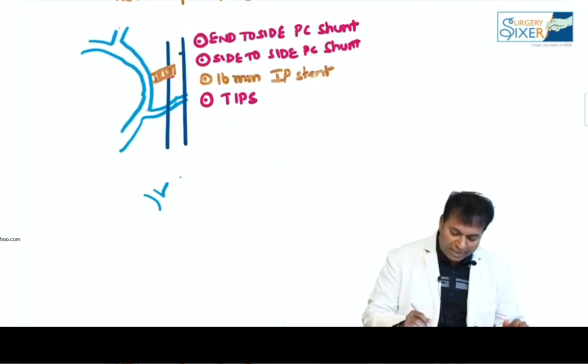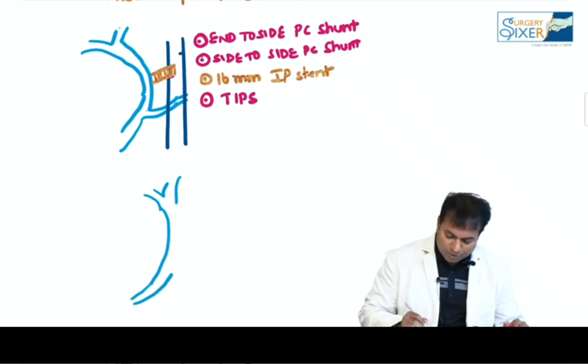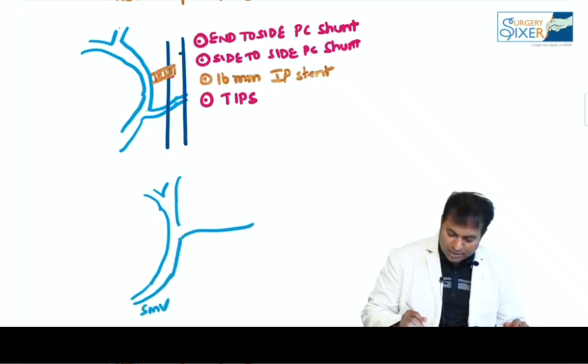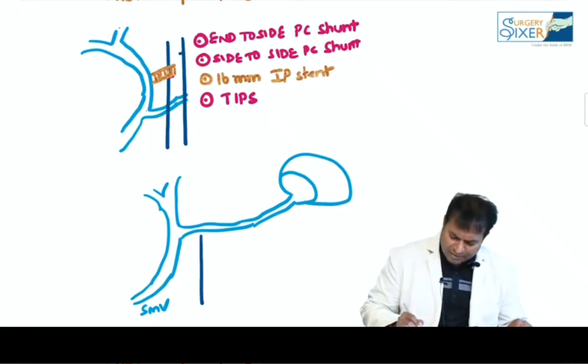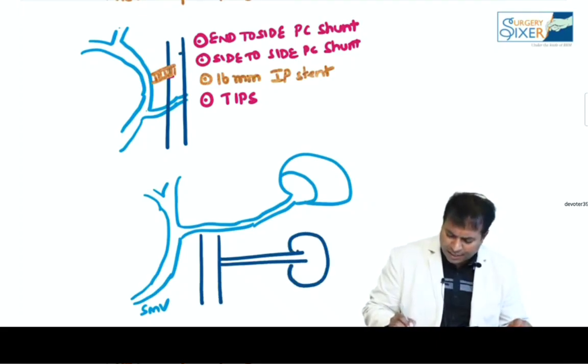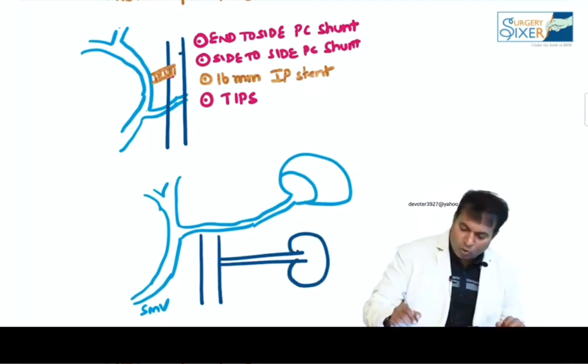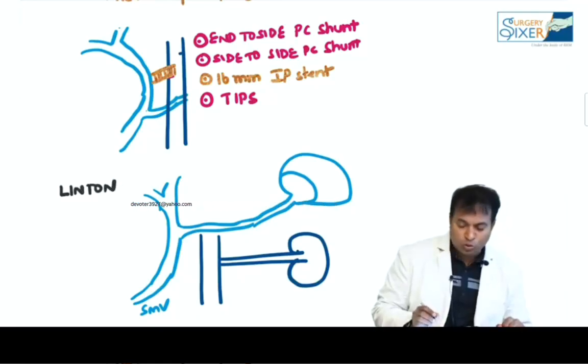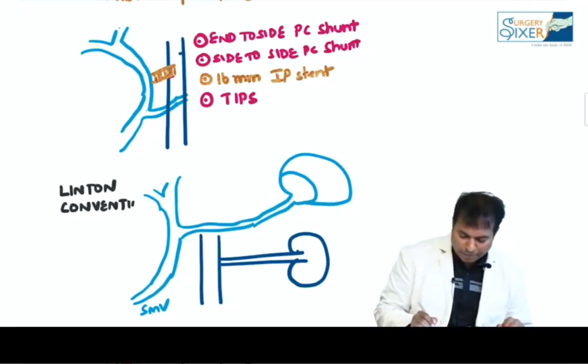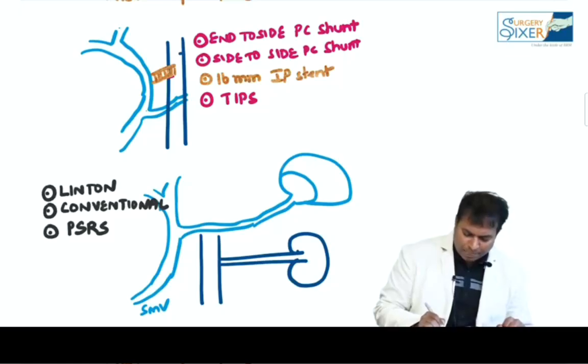Let me now show you one interesting non-selective shunt, very important for your exam. This is superior mesenteric vein. I already told you this is splenic vein. This is spleen, which is already enlarged. Now this is IVC, this is renal vein, and this is kidney. Now you are going to see one important, interesting procedure known as Linton shunt, also known as conventional shunt, also known as proximal splenorenal shunt. Please don't forget, Linton, conventional, proximal splenorenal are the names.